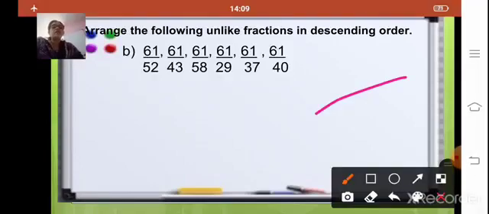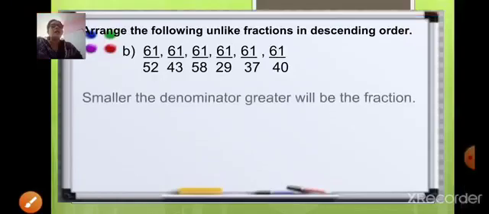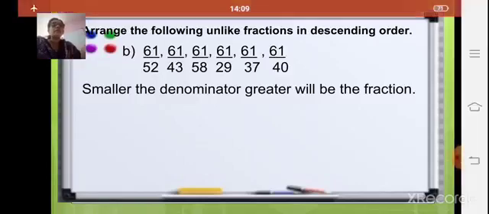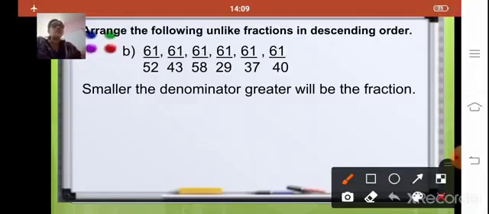So in that case, what you have to keep in mind is, smaller the denominator, greater will be the fraction, and larger the denominator, smaller will be the fraction. So here we have to arrange it in descending order. So you'll write the bigger fraction first. So when we are comparing the denominator, smaller the denominator will be, greater the fraction. Now which is the smaller denominator here? Your smaller denominator is 29. So you write this fraction first.